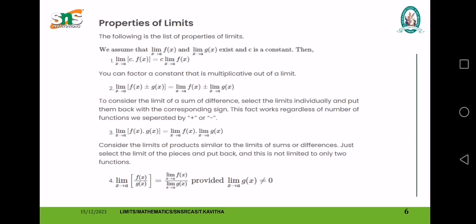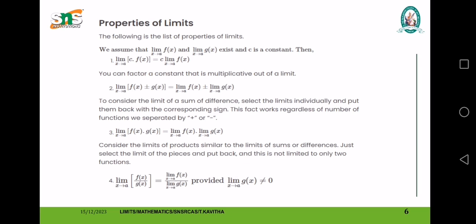The second one, the sum of the two functions: limit x tends to a of f of x plus or minus g of x is equal to limit x tends to a f of x plus or minus limit x tends to a g of x. To consider the limit of a sum or difference, take the limits individually and put them back with the corresponding sign. This fact works regardless of the number of functions we separate by plus or minus.